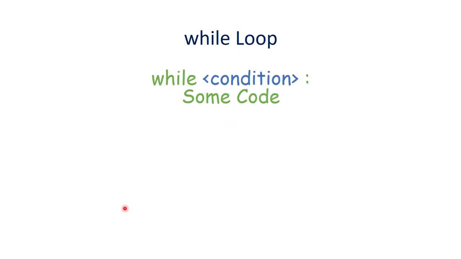So now we have the while loop. In the while loop we use the keyword while, and after that we have a condition. When that condition is true, the code in the while loop will run, but when the condition is false, the code will not run. After the condition we have a colon, and after the colon we begin a new line with some space like here, and we write our code after that.